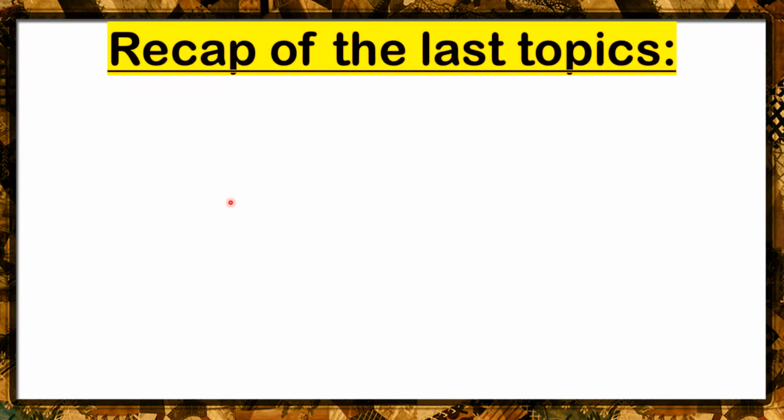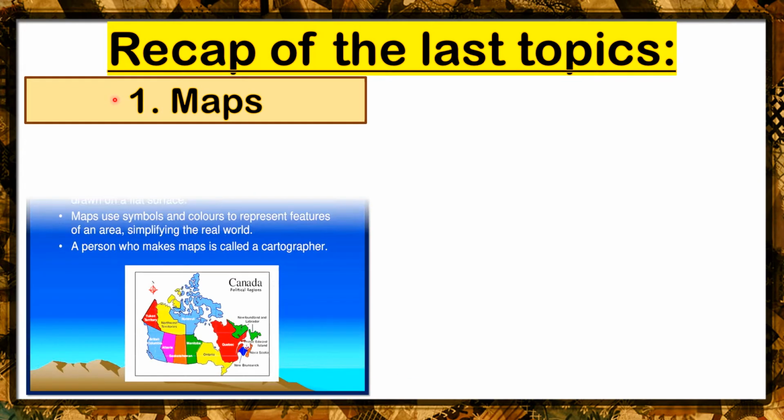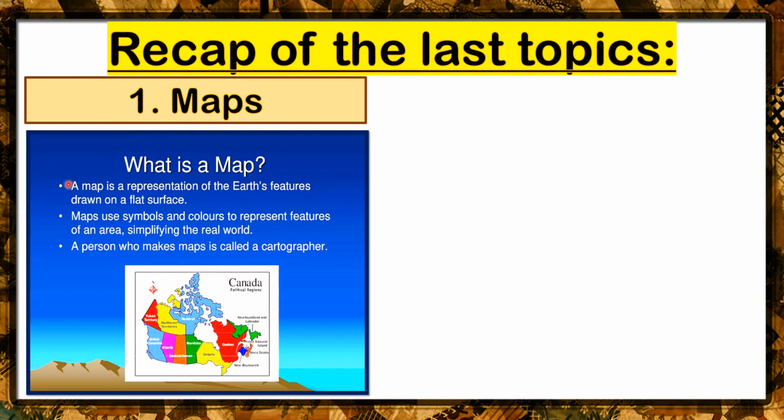Class, before we start with our discussion, let's have a short review or recap of the last topics that we had discussed. The first one is maps. What is a map? A map is a representation of the Earth's features drawn on a flat surface. Maps use symbols and colors to represent features of an area, simplifying the real world. A person who makes maps is called a cartographer.